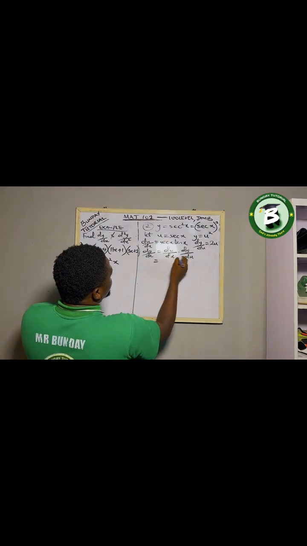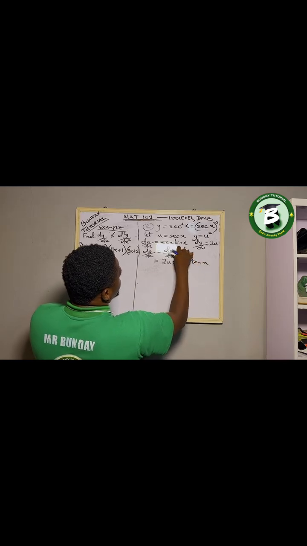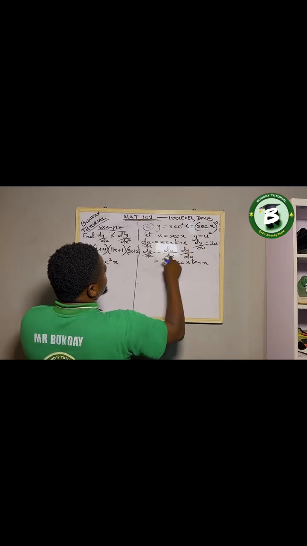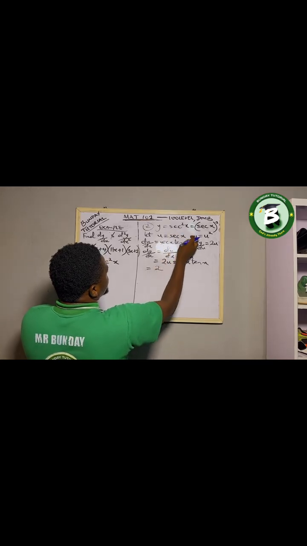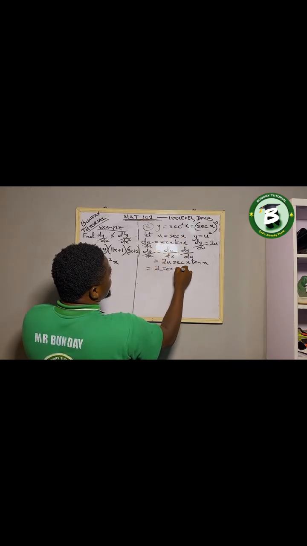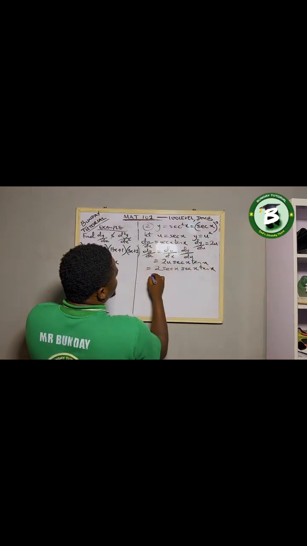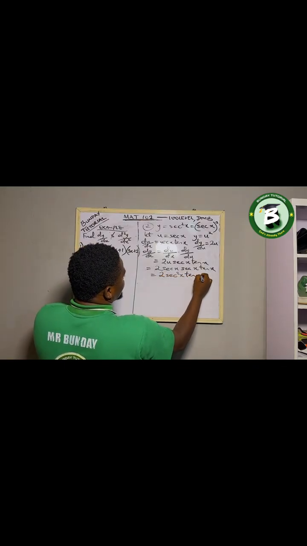So what do we have? We have 2u, then sec x tan x. So du/dx is sec x tan x, dy/du is 2u, multiply it together. What do we have? We have 2, and u from the beginning was sec x, then this sec x, then tan x. So definitely the answer is 2 sec squared x tan x.